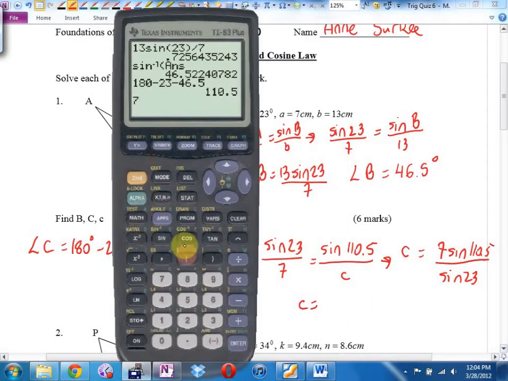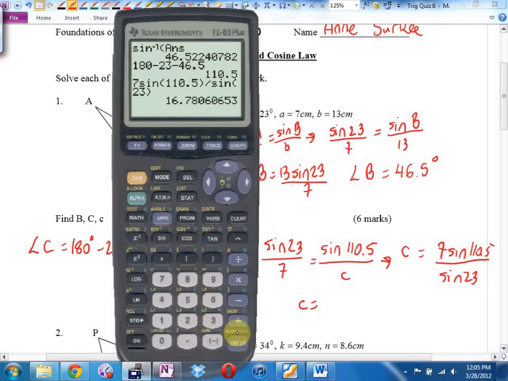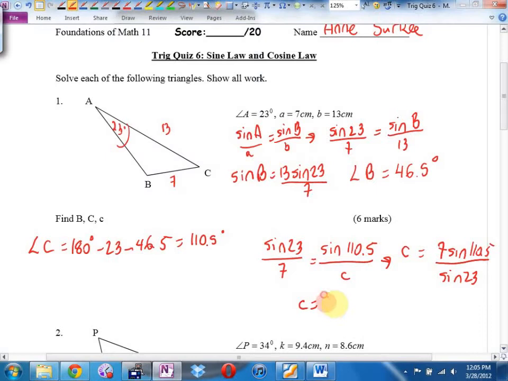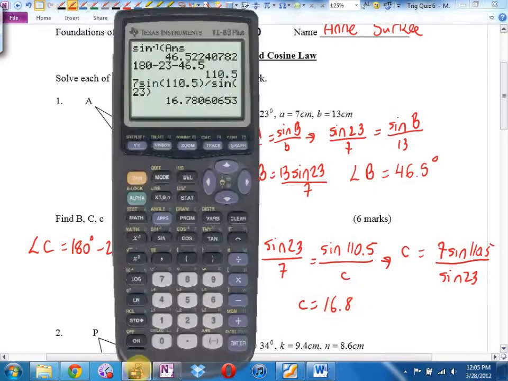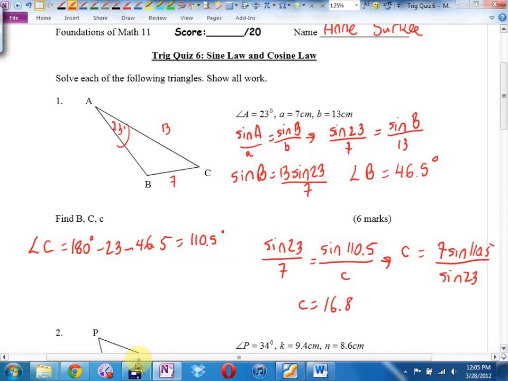7 sine of 110.5 divided by sine of 23. You get 16.8? Yeah? 16.78. 16.8. 2 marks for that. Okay.